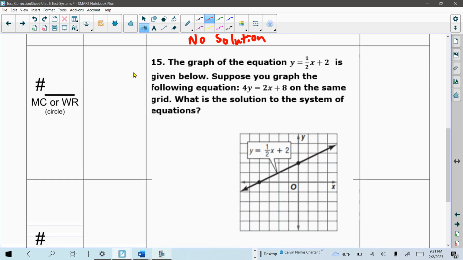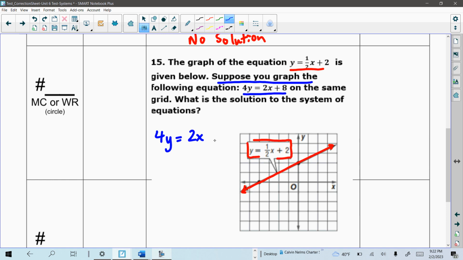what I needed to see, because it says that they gave you the graph of the equation. They even went ahead and did that line for you. It said it's that equation here in this little box here. But it said here, suppose you graph the following equation on the same grid. So in order to graph this is what I was looking for.